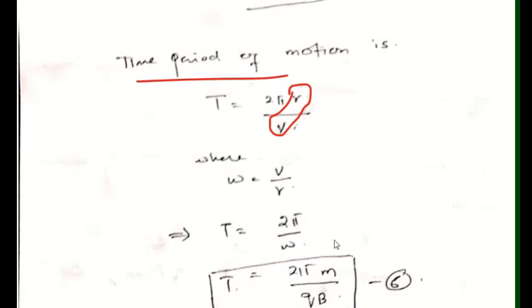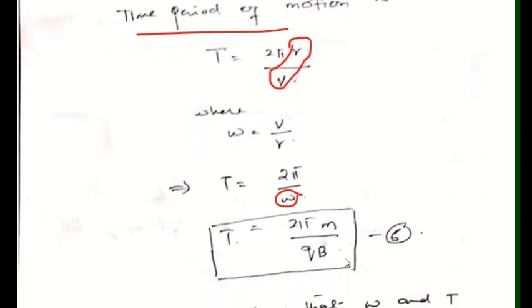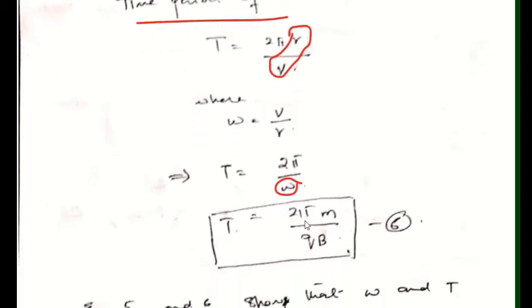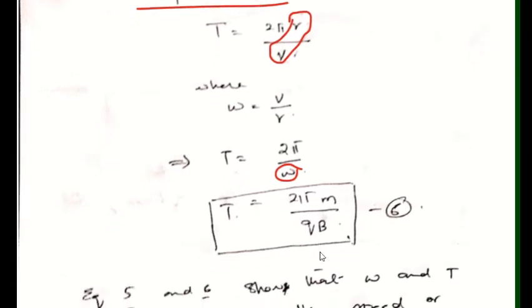So we know that time period is equal to 2 pi r divided by v, and from here we can simply replace this v with omega r, or we can replace this v over r with omega. So omega is equal to v over r, so I can write T equals 2 pi over omega, and from here we can replace the value of omega and find that time period is equal to 2 pi times mass divided by q and B.